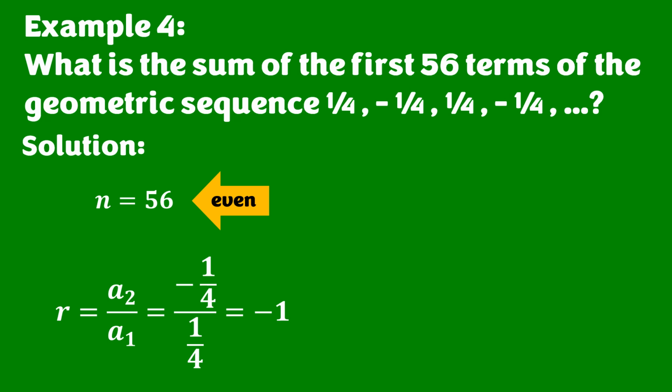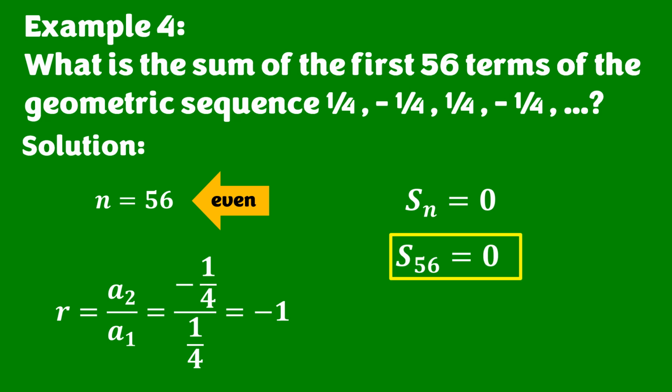So the common ratio of the given geometric sequence in example number 4 is negative 1, and the value of n is an even number, which is 56. So we will use the formula S sub n is equal to 0. We will just substitute the value of n in the formula. So we have S sub 56 is equal to 0. So therefore, the sum of the first 56 terms of the geometric sequence 1/4, negative 1/4, 1/4, negative 1/4, and so on is 0.